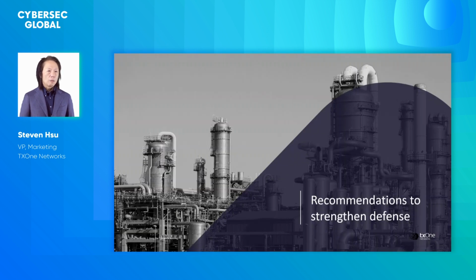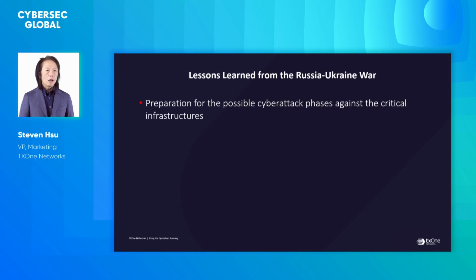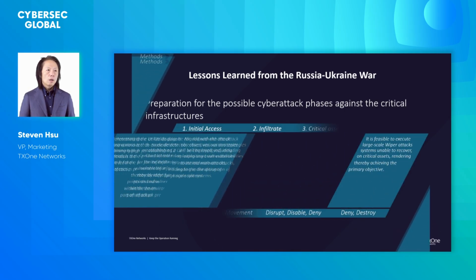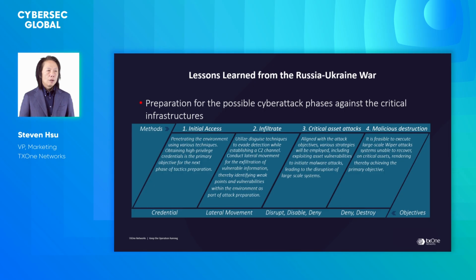So, how about recommendations? Here we have some suggestions. You need to prepare for the four possible attack phases against critical infrastructure. So I put the method and objective into this chart. For the initial access, the main objective is to get a legit credential with high privilege, to prepare for the next phase of attack, which is infiltrate.